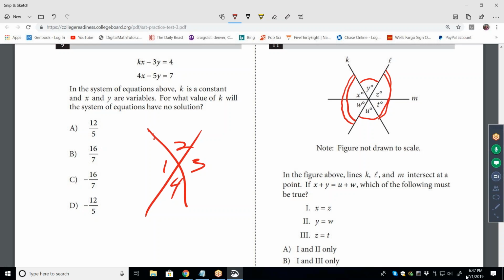Now what else do I know? If I eliminate line L from the picture, what can I say about x? So here's what I've got. First of all, I got y equals u. I got x plus w equals z plus t. What else can you tell me about that picture? What about x and t?